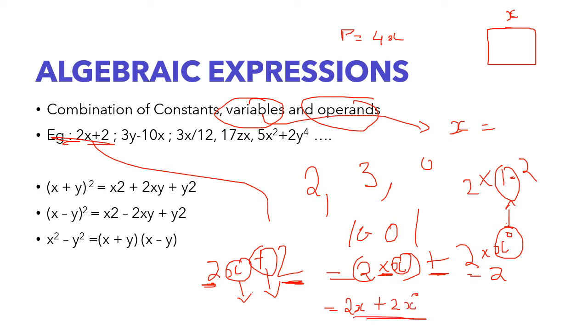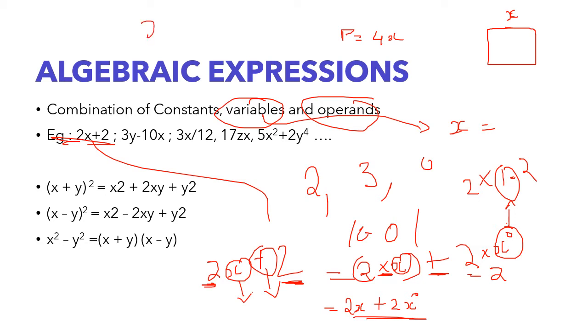I hope you have understood what an algebraic expression is, and what operands, variables, and constants are. When you start talking about algebraic expression, remember an algebraic expression is a combination of constants, variables, and operands. These three should be present in an algebraic expression.